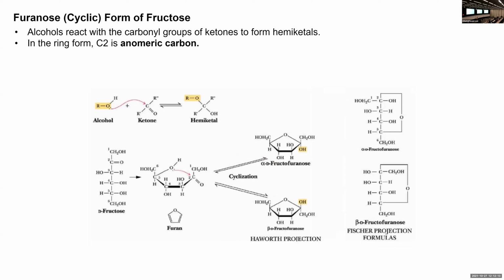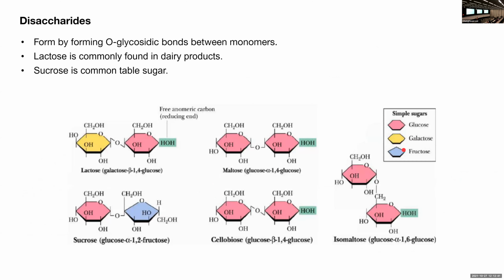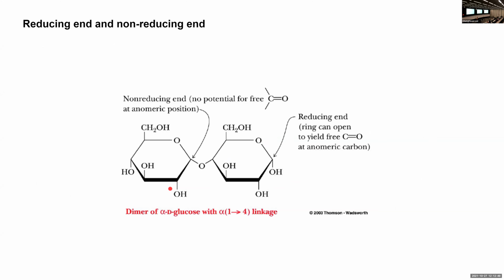All right, so we talked about this hemiacetal structure too. And anomers, of course. And we talked about the properties of sugars, especially how it makes this linkage using the glycosidic bond. This is different from the N-glycosidic bonds that are used for making nucleotide structure. And we also talked about the disaccharides, their structures, their nomenclatures, and the reducing end and non-reducing end, the difference between those two, right?